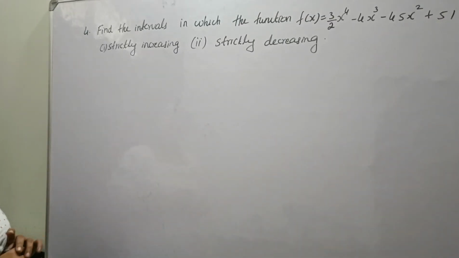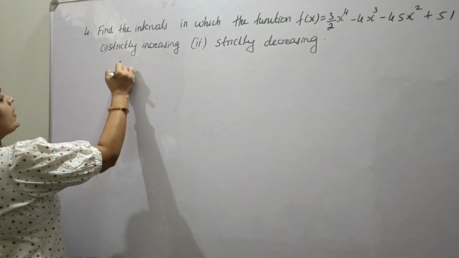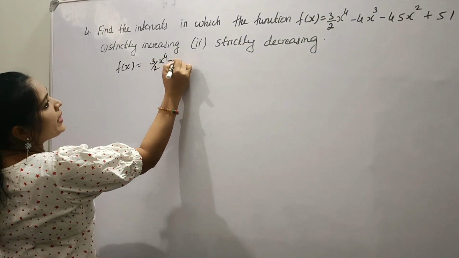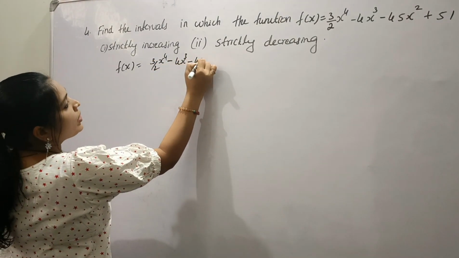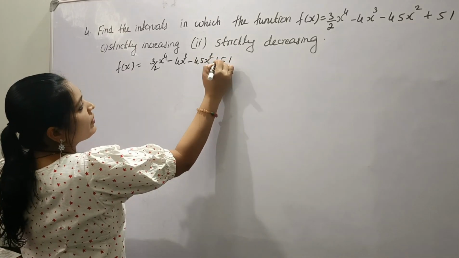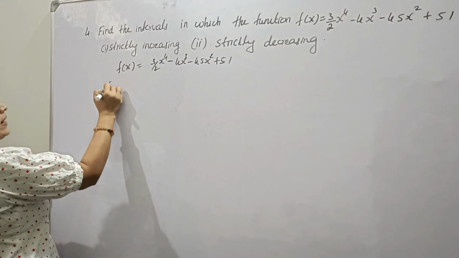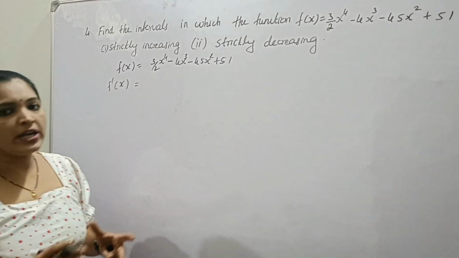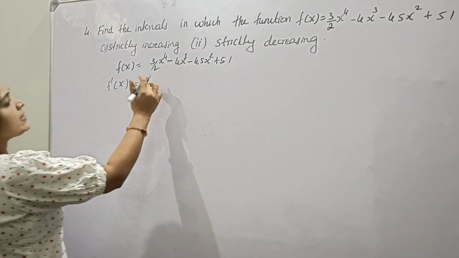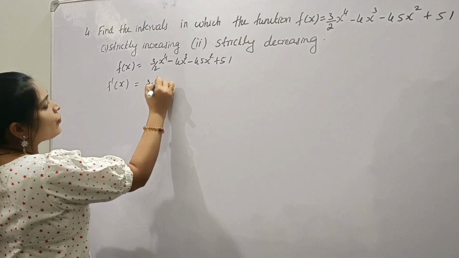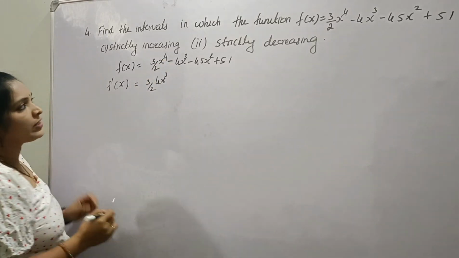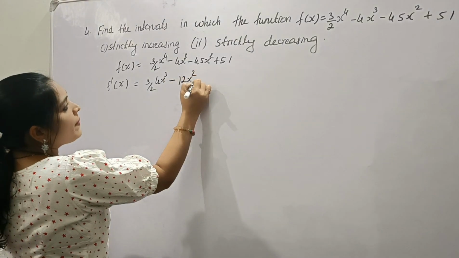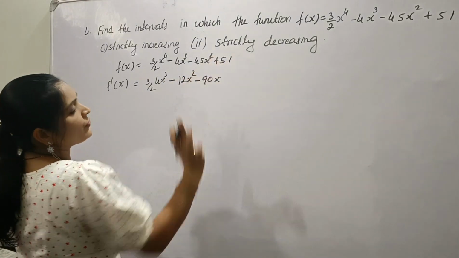First of all, let's write f of x is equal to 3 by 2 x raised to 4 minus 4x cube minus 45x square plus 51. Then let's find f dash of x. F dash of x is equal to 3 by 2 into 4x cube, the derivative of x raised to 4 with respect to x is 4x cube, minus 12x square minus 90x, derivative of 51 is 0.